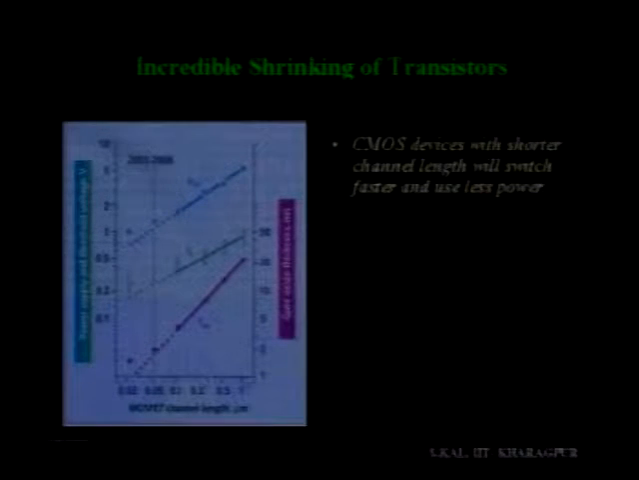Here is 1 micron, and gradually the channel length is reduced. At the same time, VDD is reduced, threshold voltage is reduced, and gate oxide thickness is reduced. The gate oxide thickness, you can see here, is of the order of 2 nanometer; in this particular 2003-2006 period, it is forecasted to be about 2 to 3 nanometer.